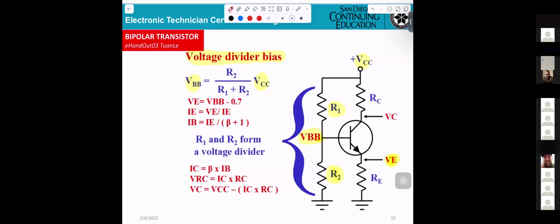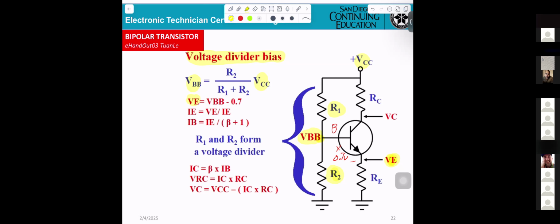You understand in here, positive, negative, those are for the diode. This is the base. This is the emitter. So if you want to calculate the VE, you take VBB minus 0.7, you get VE.